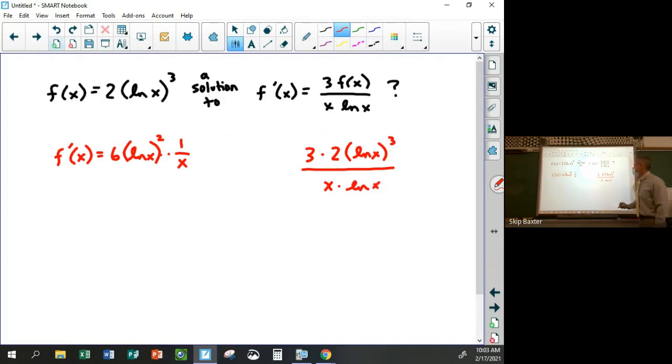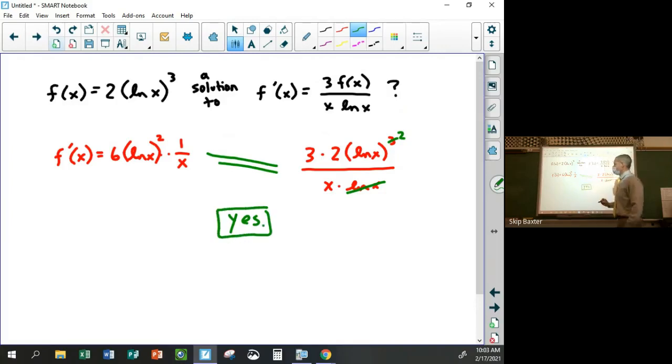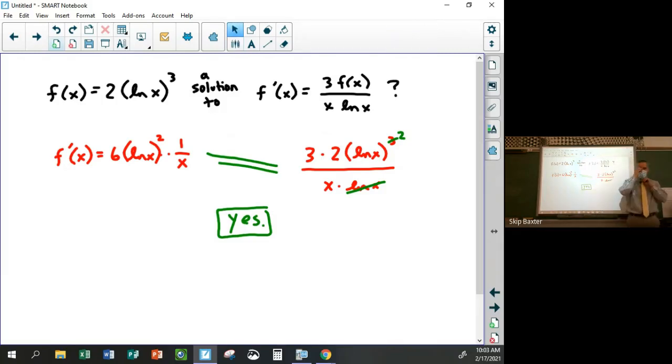This is definitely going to work, right? Because look, this ln x cancels with one of those. I have 6 ln x squared over x, which is the same as this. So the answer here would be yes, it is the solution. Okay. Any questions on this? You want me to do another one? Or you feel okay about that?